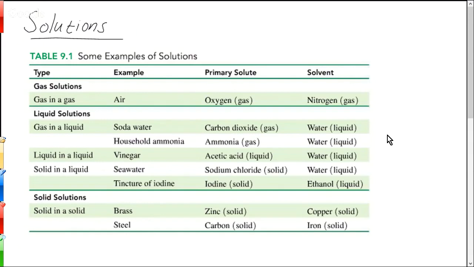We can have three different types of liquid solutions. You can dissolve gas in a liquid. Carbon dioxide, for instance, can dissolve in water. That's what we call carbonated water or soda water. You can dissolve HCl. HCl is a gas, hydrogen chloride. But when you dissolve it in water, you get hydrochloric acid, which is the gas actually dissolved into the water.